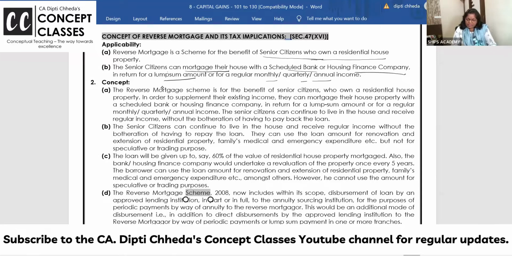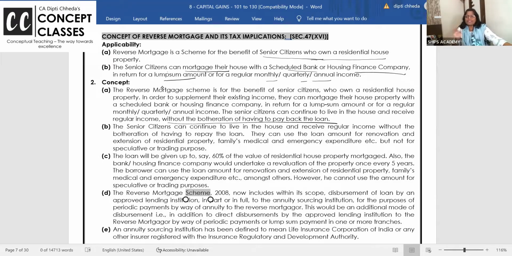Concept of reverse mortgages for the benefit of senior citizen who owns residential house in order to supplement their existing income. They can mortgage their house property with a scheduled bank in return for lump sum amount or for a regular income. Senior citizen can continue to live in the house and receive regular income without the botheration of having to pay back the loan. Senior citizen, you stay in the house. Don't worry to pay back monthly EMI. Senior citizen doesn't have to pay EMIs. Ghar mein raho and enjoy the transfer money coming to you in the part.